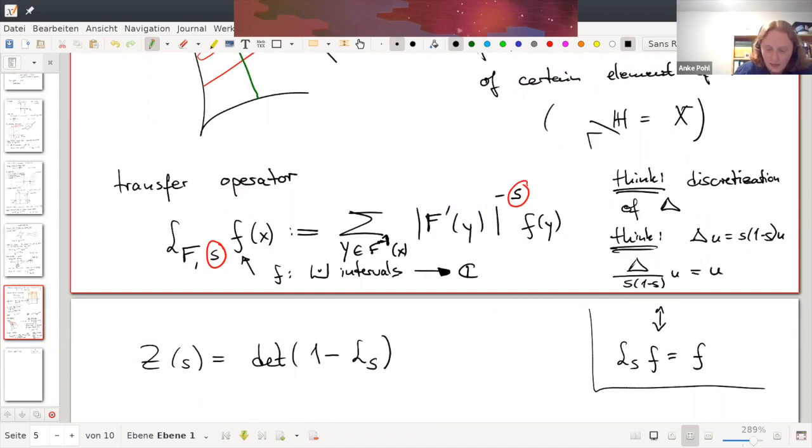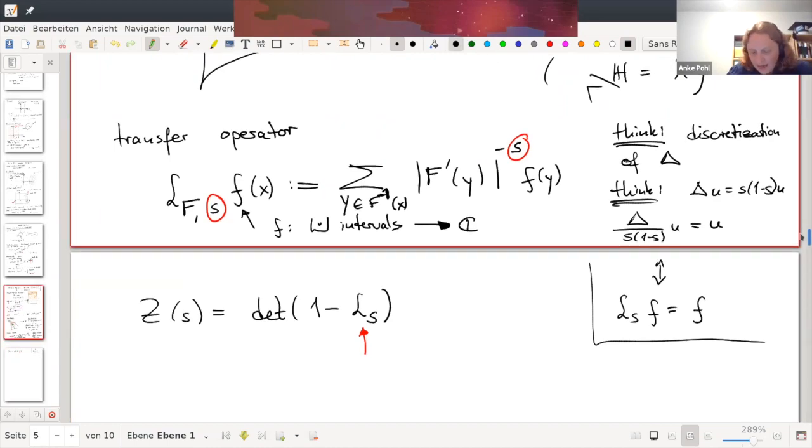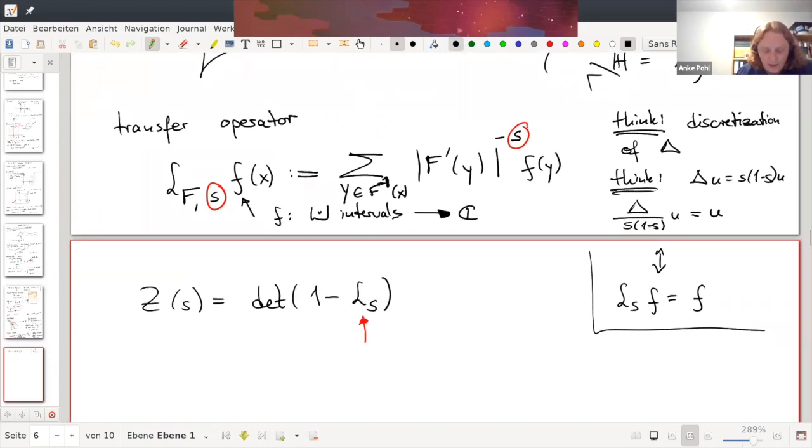So the actual dynamics is hidden in this operator. Taking the determinant means getting this information again in a static version. But it also means that studying the zeros of the Selberg zeta function is now equivalent to asking for which spectral parameters s do we have an eigenfunction with eigenvalue one of the transfer operator. And this will help us in our picture.